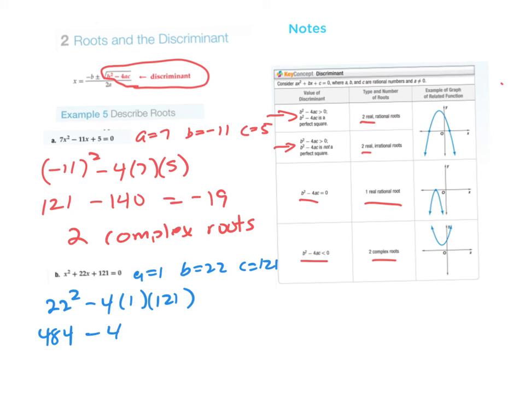So we get 484 minus 484, so let me erase this. 484 minus 484 equals 0. So if we get 0, if we look right here, if it equals 0, then we have what's called one rational root. So describing the roots is simply figuring out what the discriminant is. And so we have one rational root.